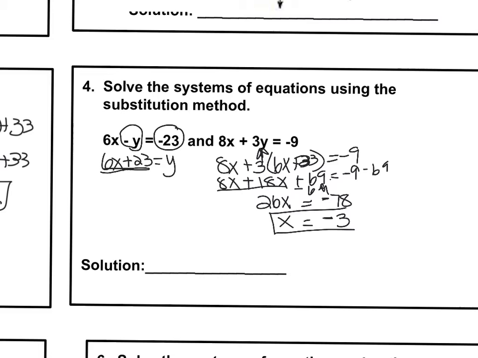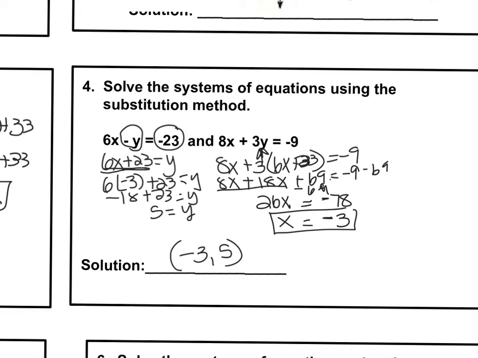So if x is negative 3, I can go back here and substitute negative 3. So it's negative 18 plus 23 equals y. So 5 equals y. So my solution is the point negative 3, 5. All right.